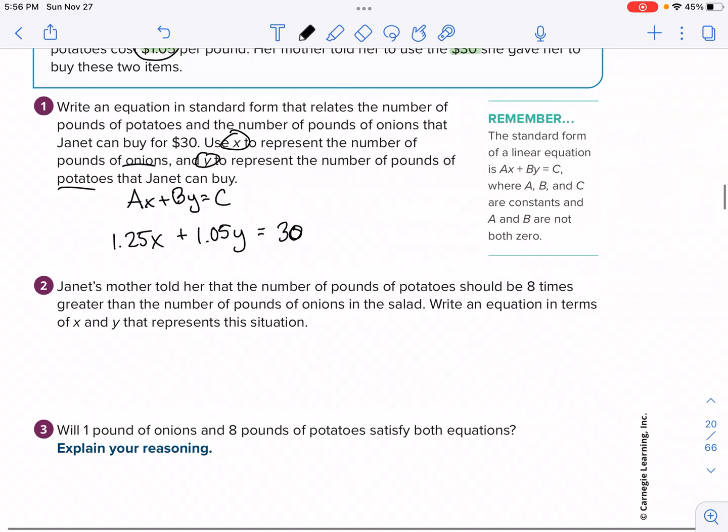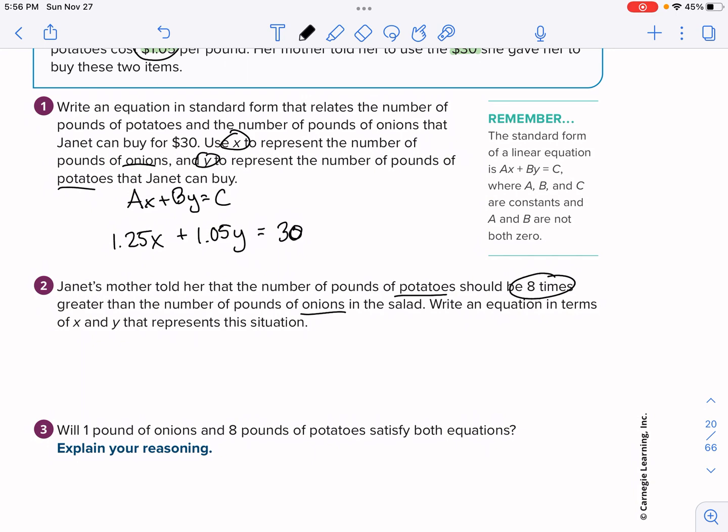All right. Number 2, Janet's mother told her that the number of pounds of potatoes should be 8 times the number of pounds of onions in the salad. So we want more potatoes compared to onions. Otherwise, it's going to be really oniony. Write an equation in terms of that.